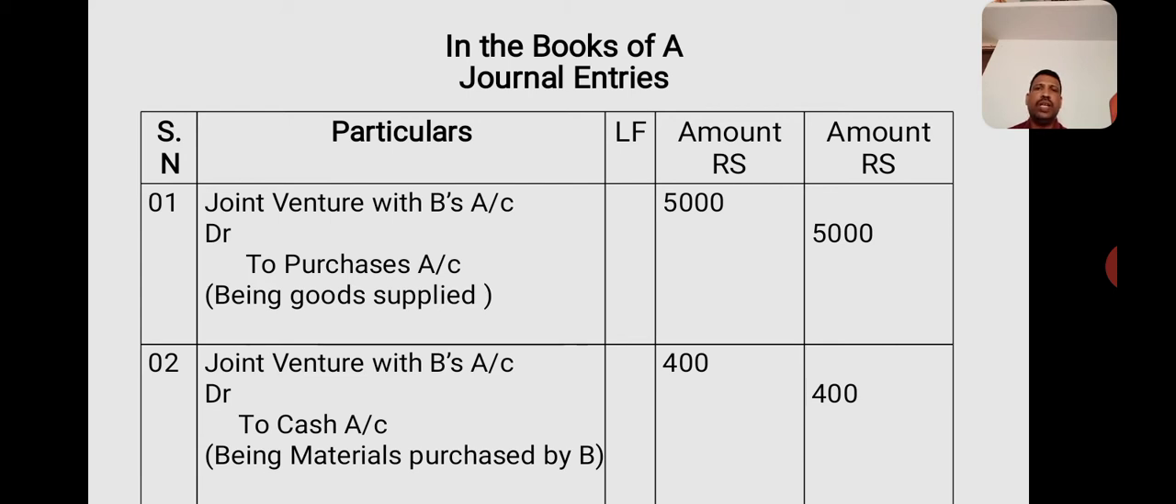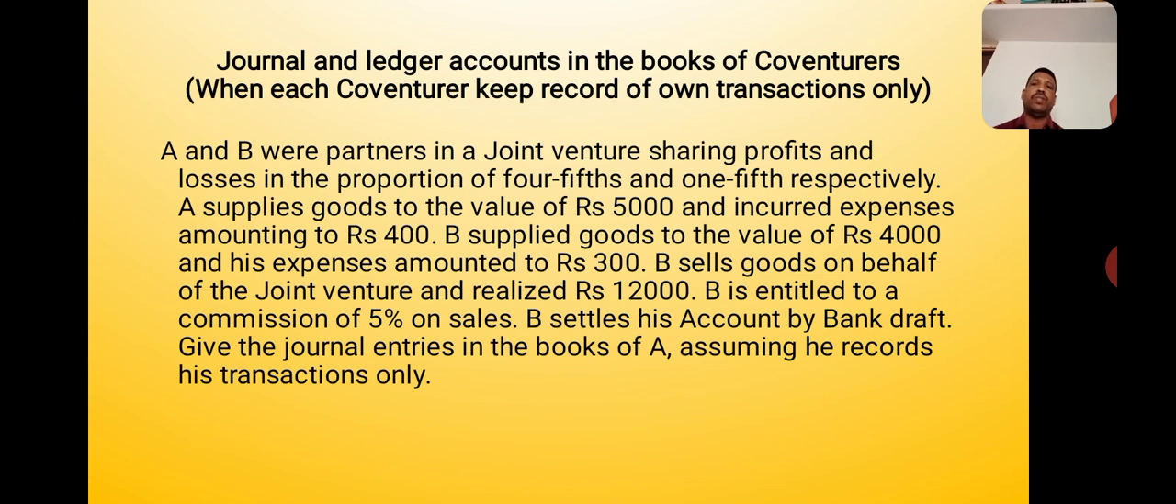As you know, under the memorandum joint venture account method, when the co-venturer keeps record of his own transactions only, the transactions affected by the co-venturer in whose books the recording of joint venture transactions is being made are recorded, and the transactions affected by the other co-venturers will not be recorded. So as we look into the problem, A and B were partners in a joint venture account. So in the books of A, we have to pass the journal entries and prepare the ledger accounts.